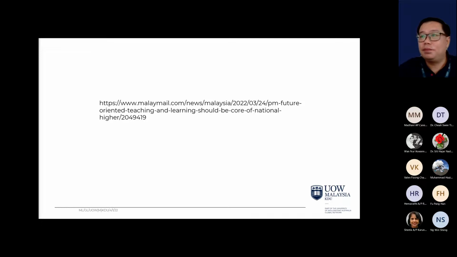Now, basically, later you can see, I put this article over here from the Malay Mail, on future-oriented teaching and learning. This article was around 3-4 months ago. I kind of like that article because it shows that this is where the government has emphasized being future-oriented, and not only do they look at the students, they also look at the teachers. That means the teachers need to be competent to be able to do that.